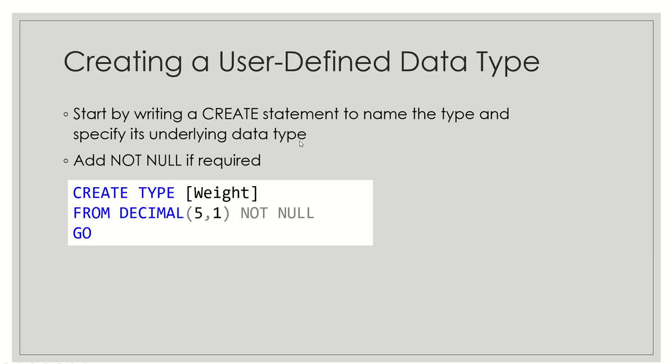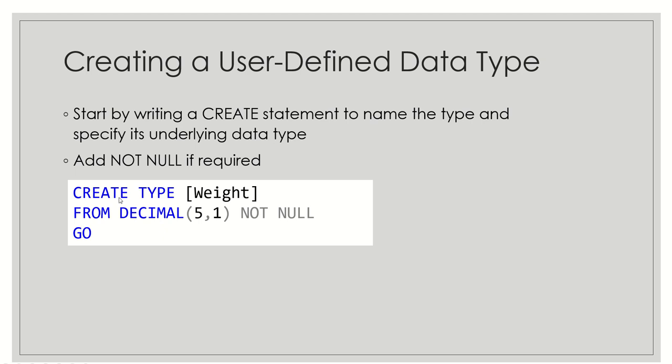So now that we've got the planning out of the way, we would start by writing a create statement to name the type and specify its underlying data type. Adding not null, this is where you do it if required. We want to get that not null in there as soon as the type is created.